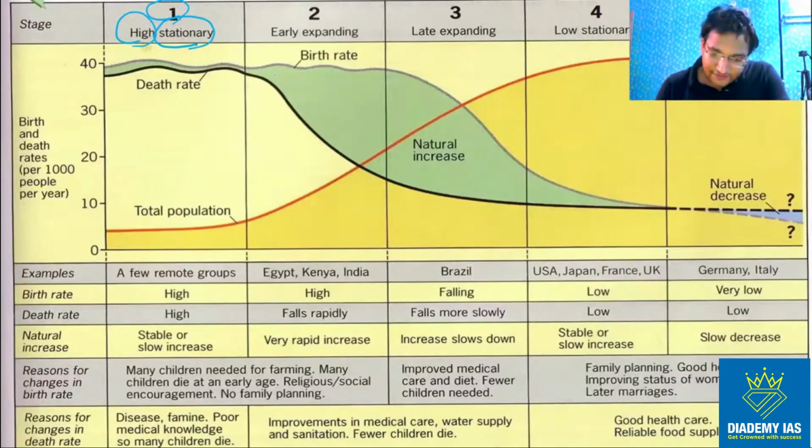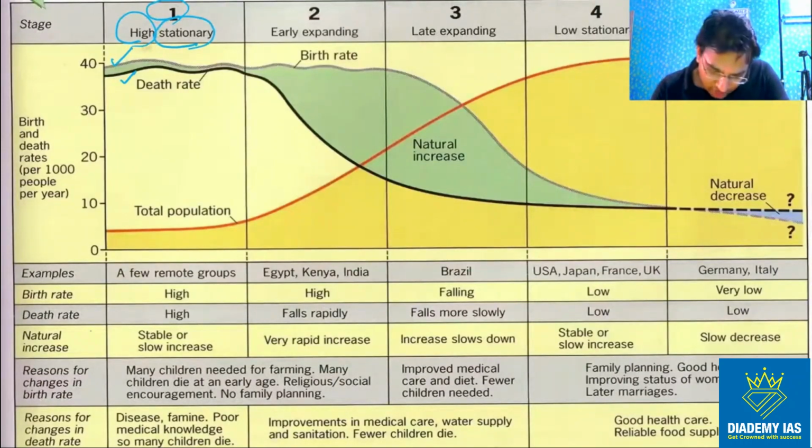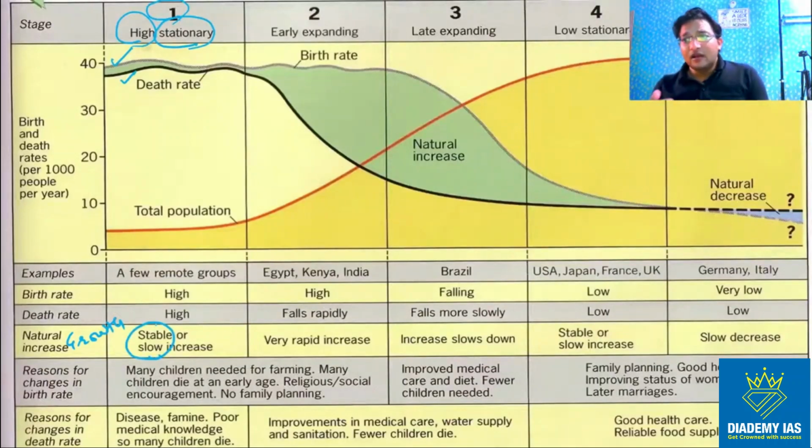So at this stage, this line is indicating birth rate, and this line is indicating death rate. Birth rate and death rate both are very high. Birth rate भी और death rate भी दोनों ही high level पर हैं. If both birth rate and death rate are high, then what will be the growth rate? So this natural increase means growth rate. The growth rate will be stable or slow, है ना? अगर birth rate भी high है, but death rate is also high, that means the growth rate will be low. क्योंकि जितने लोग पैदा होते हैं उतने ही expire भी हो जाते हैं, ठीक है?